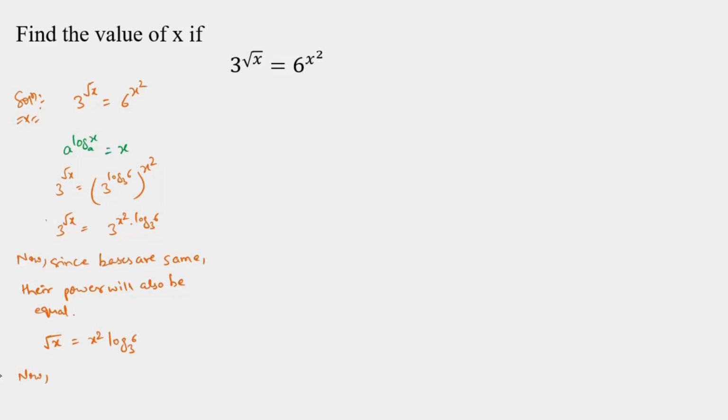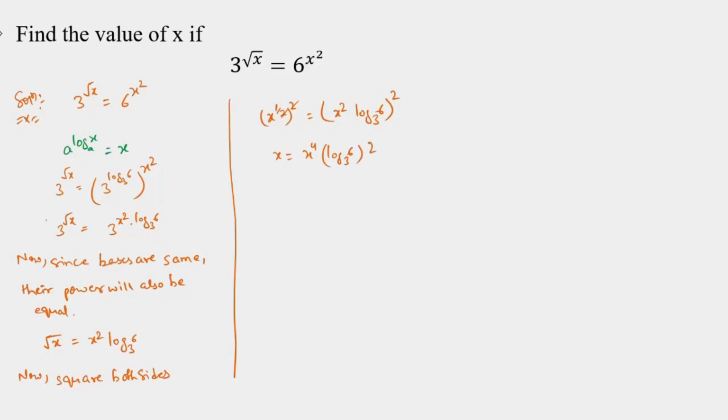Now square both sides. So we get x raised to power 1 by 2 whole square equals x square log 6 base 3 whole square. These two will get cancelled out. We get x equals x raised to power 4 log 6 base 3 whole square.